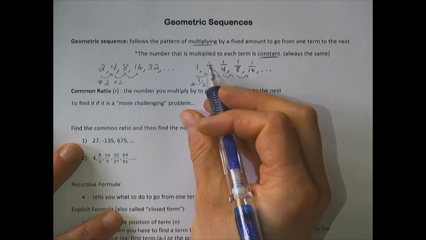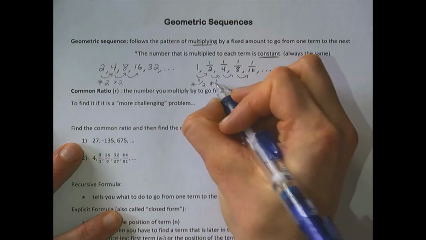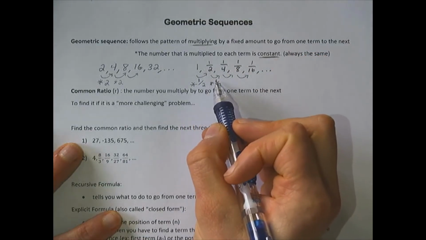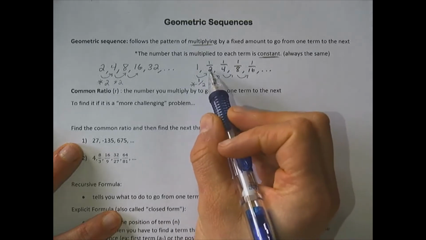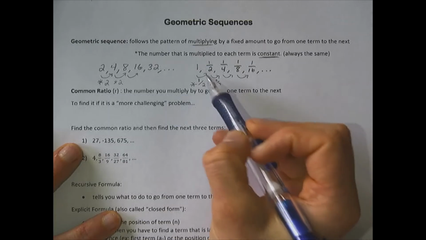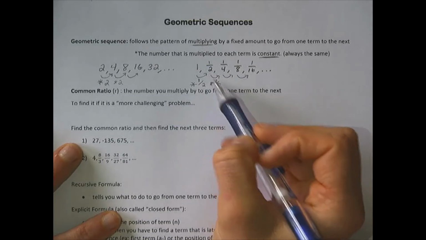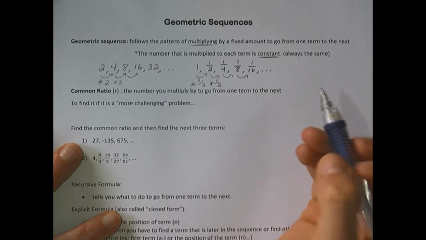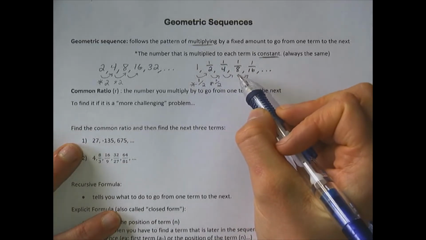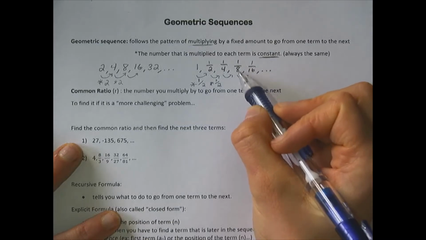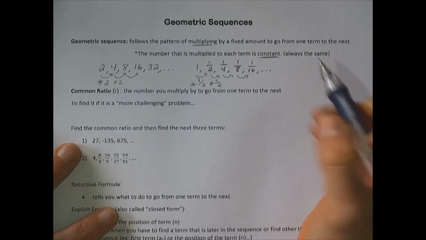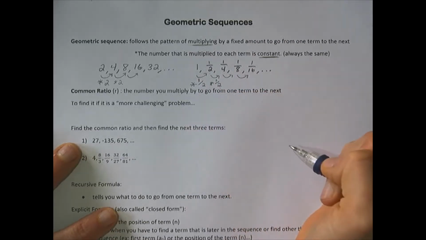So for instance, if I take 1/2 times 1/2, do I get 1/4? Well, when you multiply fractions, you multiply the tops times the tops and the bottoms times the bottoms. So 1 times 1 is 1, 2 times 2 is 4, so that would work. 1/2 times 1/2 would give me 1/4. And then you could keep testing it. If I take 1/4 times that, would I get 1/8? Yep, you would. And if I take 1/8 times 1/2 again, I would end up with 1/16. So that makes that one geometric as well.